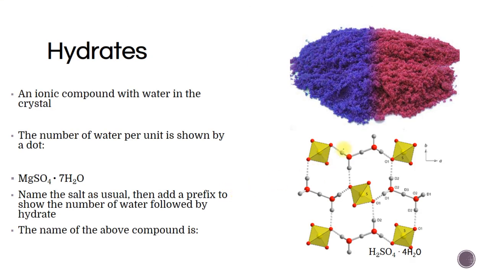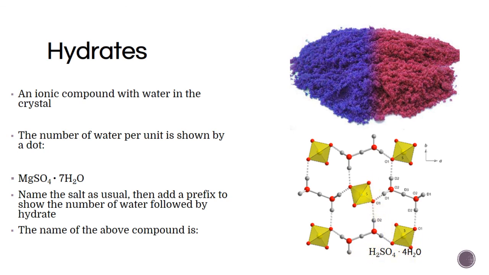Okay, the final classification of things that we're going to learn to name is called hydrates. Now hydrates are kind of cool because what they are is a solid thing that has water stuck inside of it. So here's a picture. This is H2SO4 with 4 waters stuck to each one.